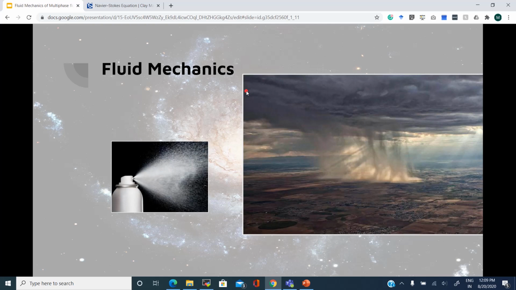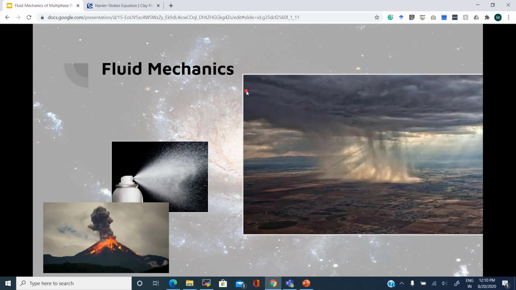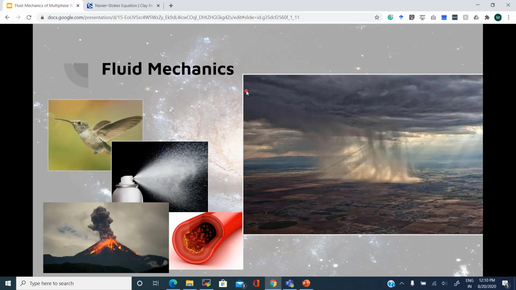Then you have a fine mist, a spray from a can. This is atomization of a liquid, which can be understood using the concepts that we'll learn here again. This is again a scenario in nature, eruption of a volcano. There are a lot of things going on here. We can discuss this later on. Flow of blood in an artery or a vein or a capillary. Then flight of a hummingbird. All of these things involve fluids.